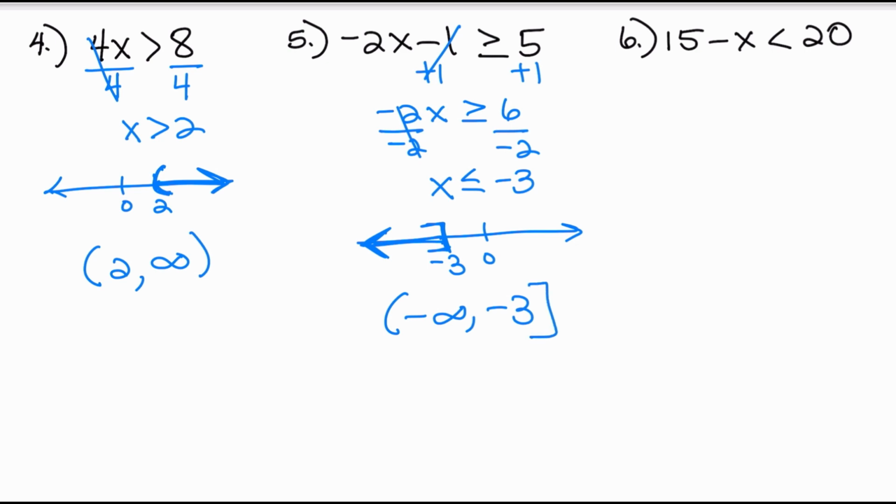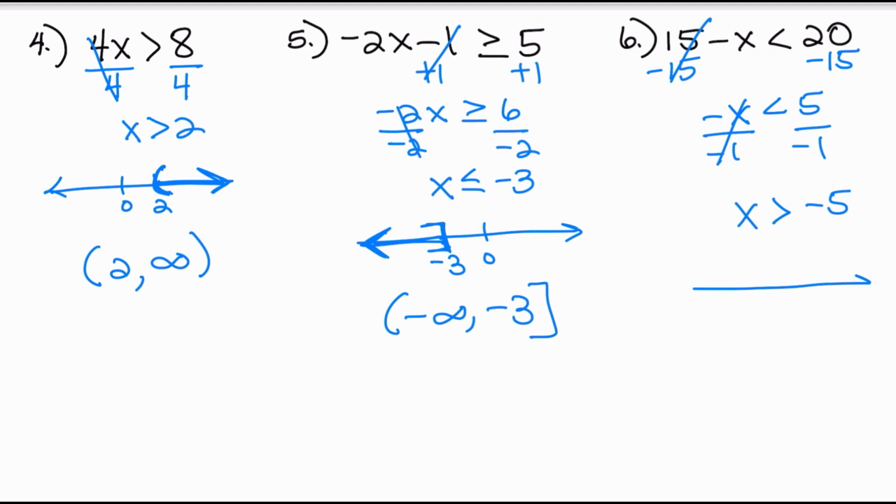In number 6, I'm going to go ahead and subtract 15 from both sides. When you add or subtract, you do not touch that inequality. But now that I am going to divide by negative 1, then yes, I'm going to have to switch this around, so I get x is greater than negative 5. On a number line, I'm going to have 0, negative 5. I want all the numbers that are greater than negative 5, so I go ahead and shade to the right. In terms of interval notation, it's from negative 5 in parentheses because it is not or equal to, and I'm headed towards positive infinity.